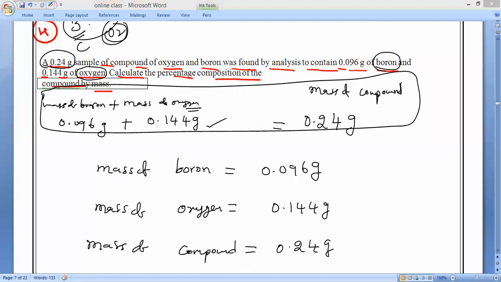Hari? Law of conservation of mass. Do you understand, everybody? Now, let us see. I will teach you now. What is the question they are asking?